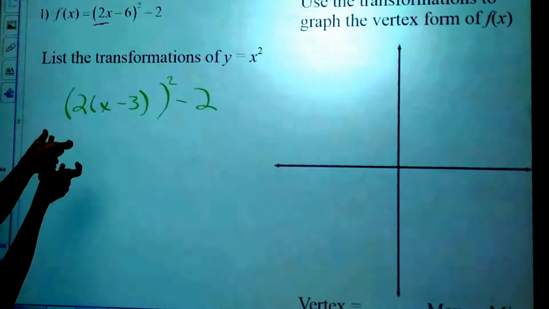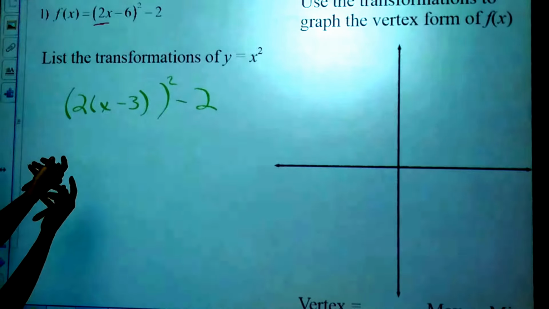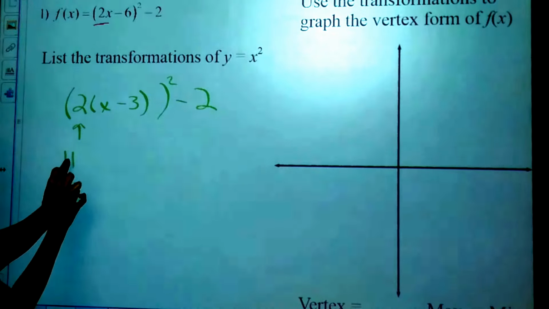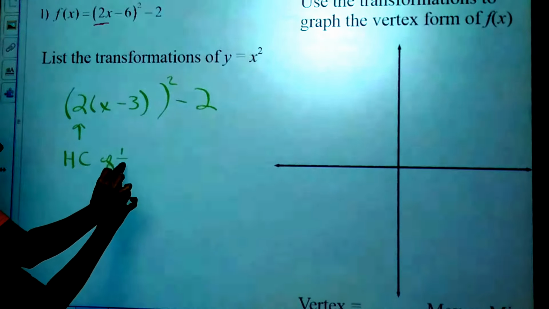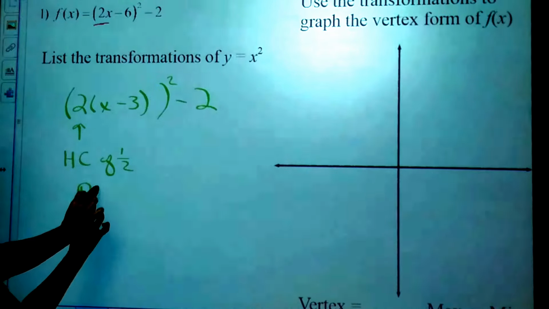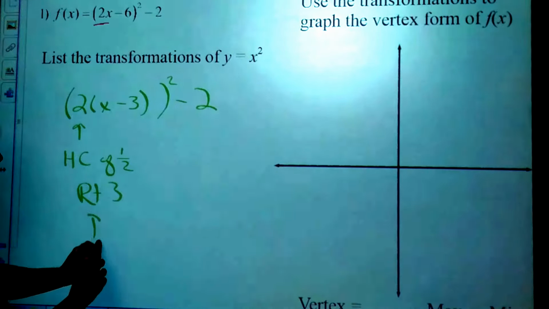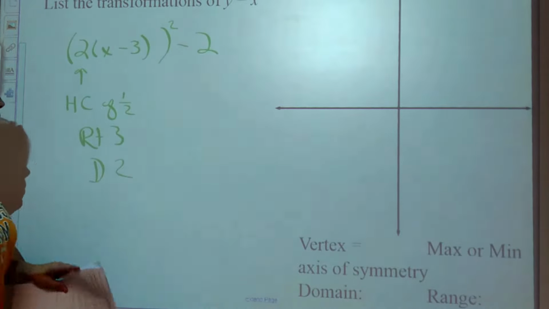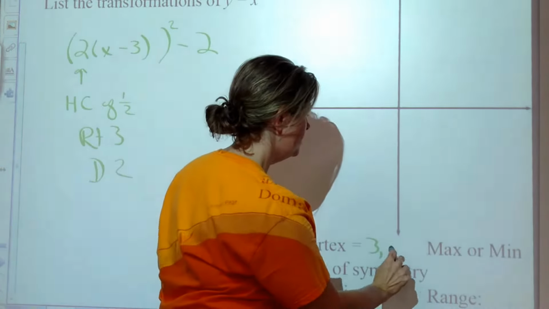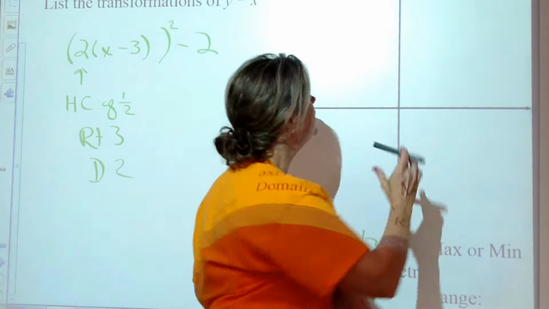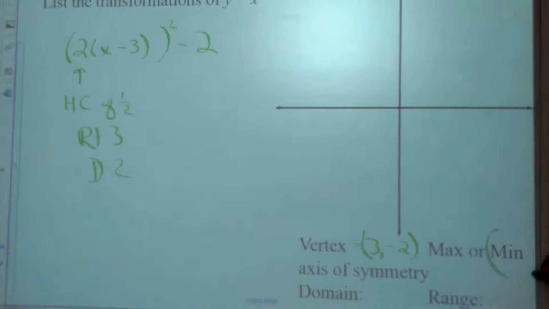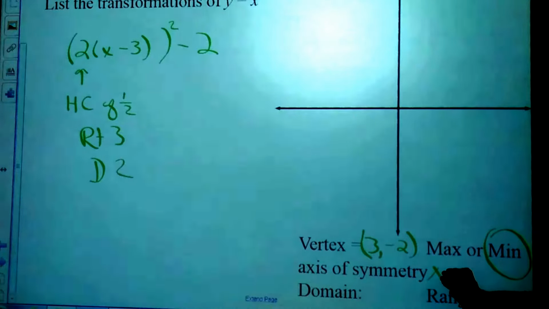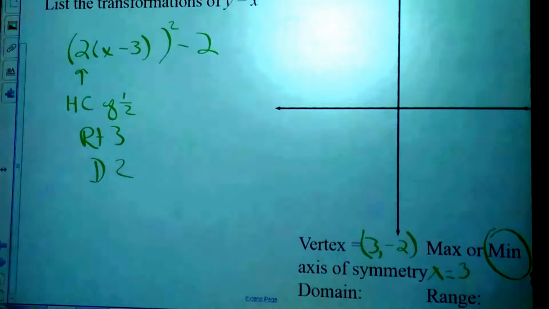Looking at this then, we're going to name our transformations, which would be, remember it's not 2 but a half, so it's a horizontal compression of a half. It will go right 3, and it will go down 2. We're simply going to do all of those things. As we go right 3 and down 2, that creates your vertex. This one doesn't reflect, so it still will be a minimum. We know our vertex, so our axis of symmetry is just x equals the x coordinate.